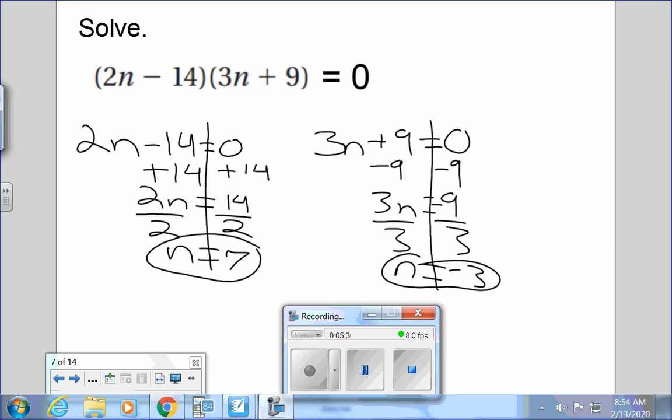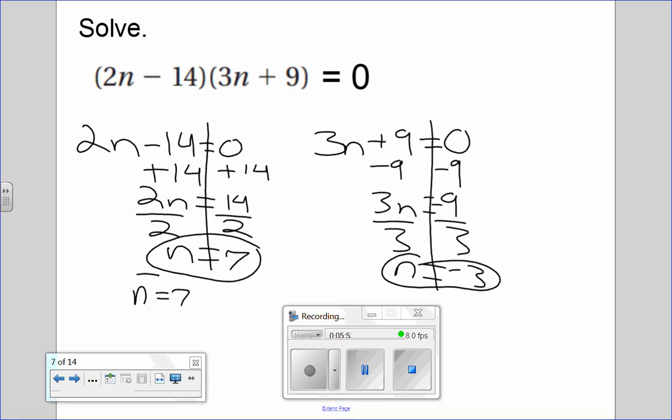I see much improvement in our equation solving strategies. I think it's coming back to us now. You want to add your 14, divide by 2. You want to subtract your 9, divide by 3. So our answers are 7 and negative 3. Good job. n equals 7.